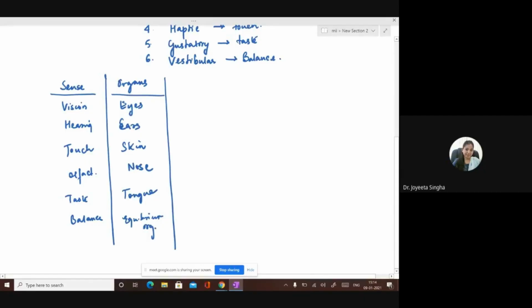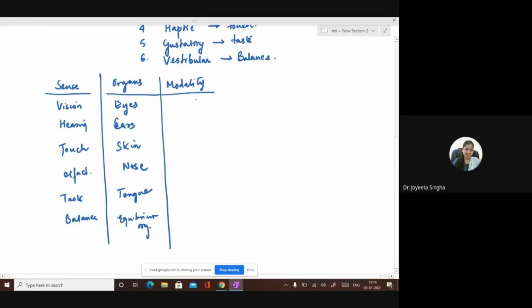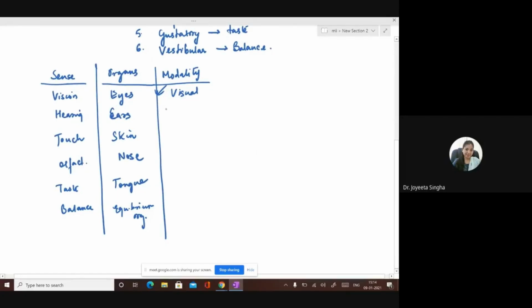So next, in terms of modality, what you call it, we have already seen above: visual, auditory. You will be using these terms while defining modality, instead of touch, hearing, and so on. So in terms of modality, you will refer to this as visual, auditory, haptic, then olfactory, then gustatory, and vestibular. Okay, and what is the sensor?